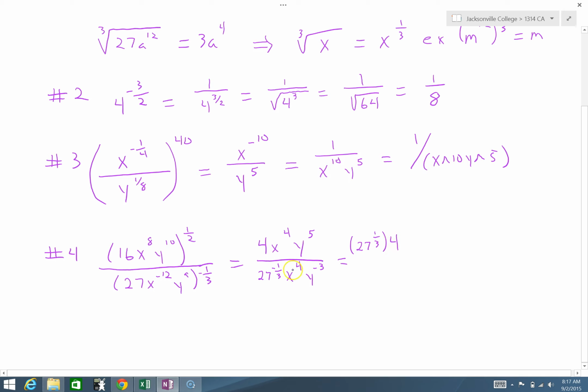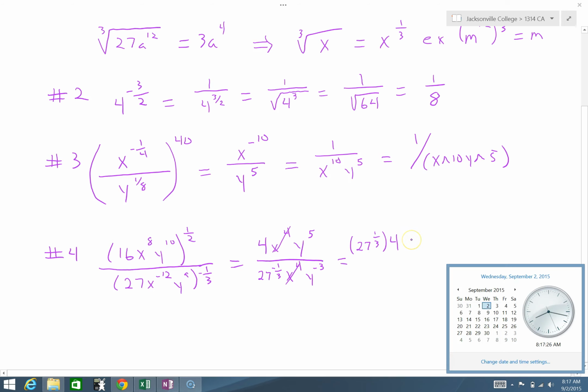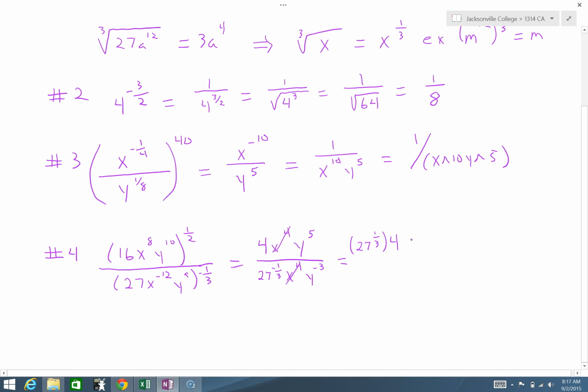Still, we notice here that the x to the 4th and x to the 4th, they will divide each other out. Alright, this y to the negative 3rd, we could move it to the top and it would become y to the positive 3rd, but we'd have y to the 5th times y to the 3rd, that'll be y to the 8th. Alright, and that takes care of all of it. We're just simply left with this 27 to the 1/3.